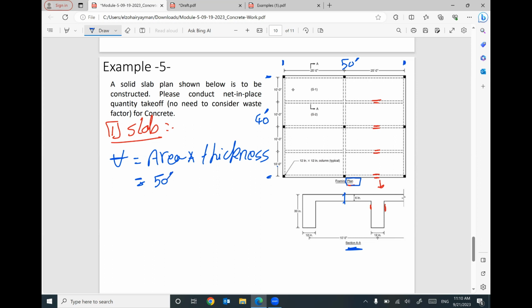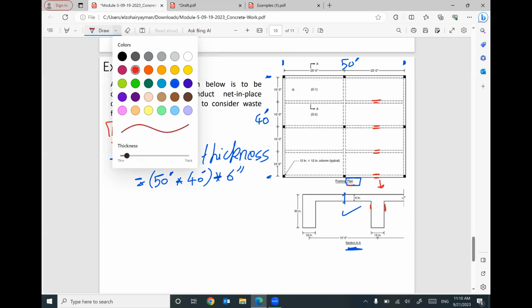So it will be 50 feet by 40 feet. This is the area of your slab, and you can figure this out from the plan of the slab, times the thickness. Your thickness of this slab may be given, or you have a cross section showing the thickness of your slab, 6 inch. We have a little mistake here. We cannot multiply feet by inch. So I have to convert one to the other.